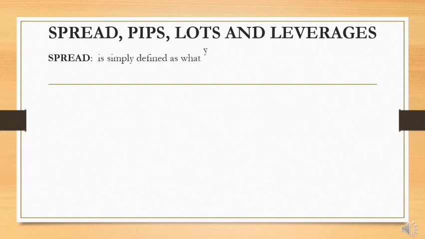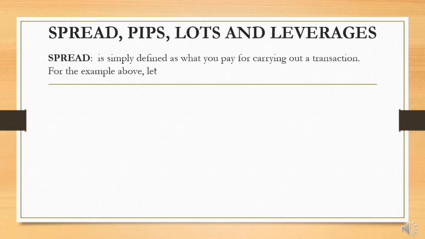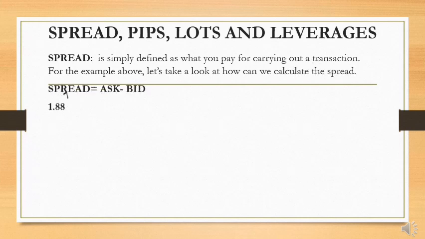Let's talk about the spread. Pips, lots and leverages. Spread. Spread is simply defined as what you pay for carrying out a transaction. For the example above, let's take a look at how we can calculate the spread. Spread is equal to the ask price minus the bid price.